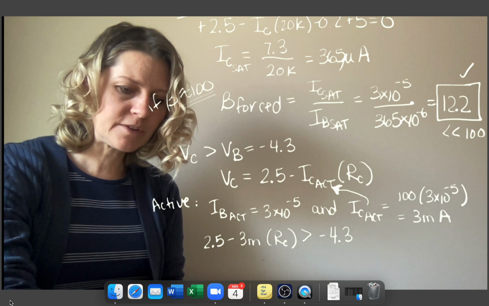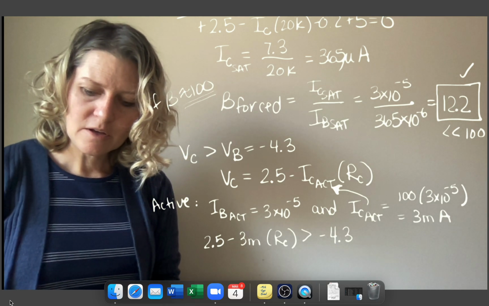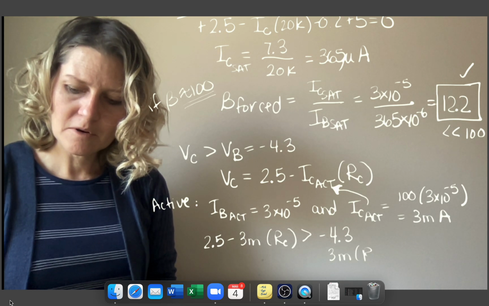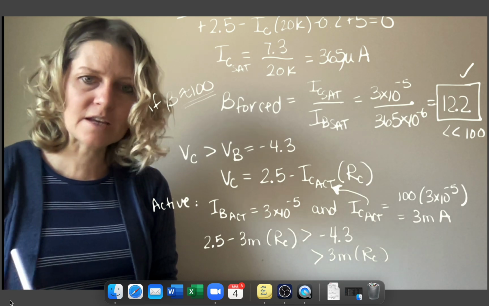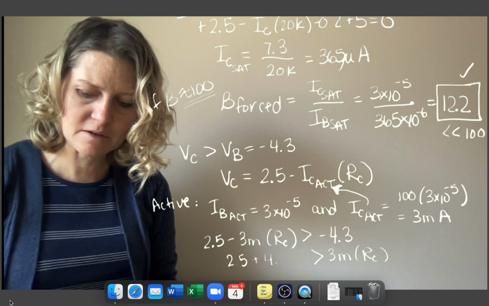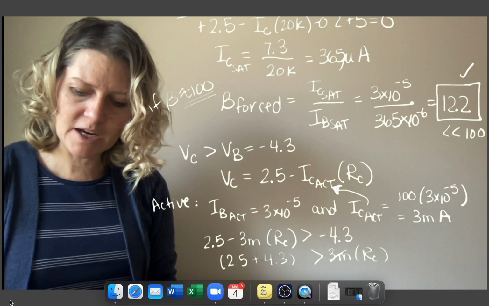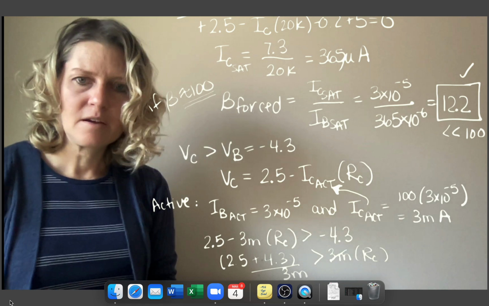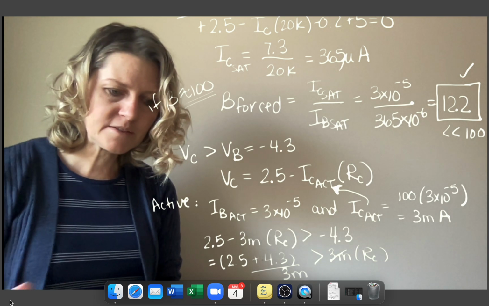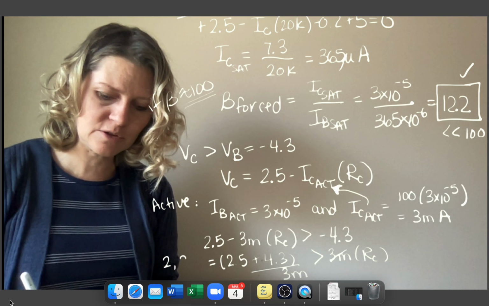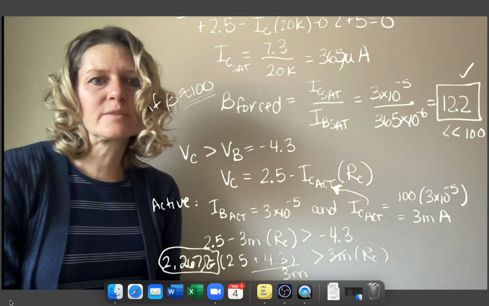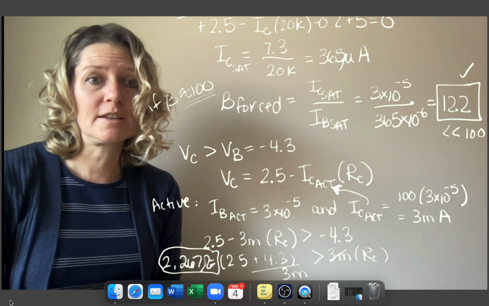So I can solve this. I can bring the minus 3 milli over to this side, and that will be less than, and then take the minus 4.3 over to the other side, so it'll be 2.5 plus 4.3. And now I can divide by the 3 milli, and that will give me that my RC needs to be less than this value, which ends up being 2,267 ohms. So as long as my RC is less than that value, it will stay in the active region.